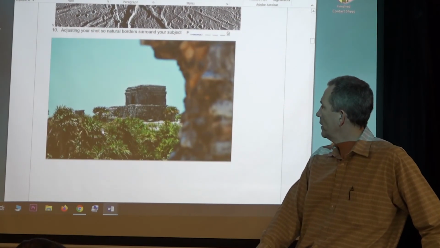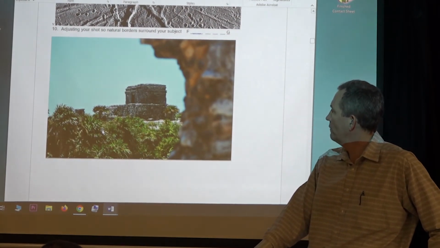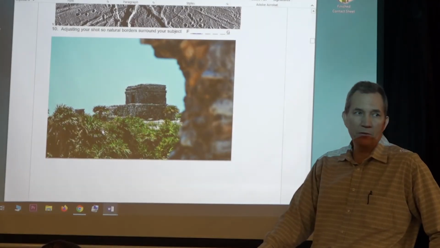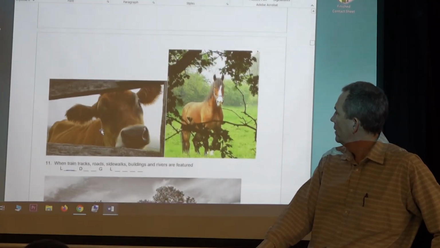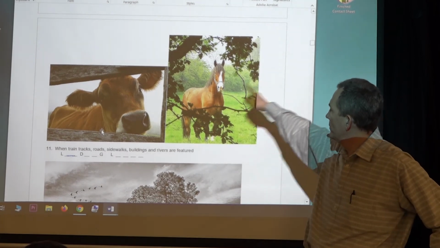Framing. We talked about whether or not that should have been in focus. But the better ones are coming. Show us the next ones, Carter. All right. Really good examples of framing.